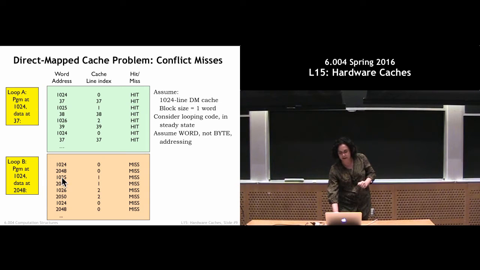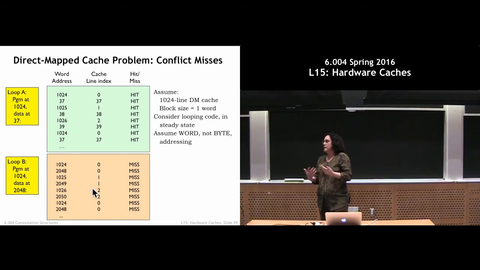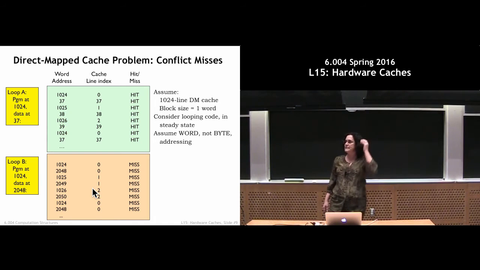Okay? The same thing is going to happen with the next two instructions and their corresponding pieces of data. And so then when I go to repeat the loop, even though I at one point brought my instruction in, when I go to access it, it's not going to be there. Same goes for the data. And so I'm going to have 100% miss rate in this example.